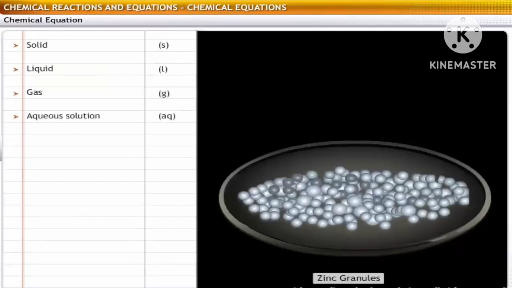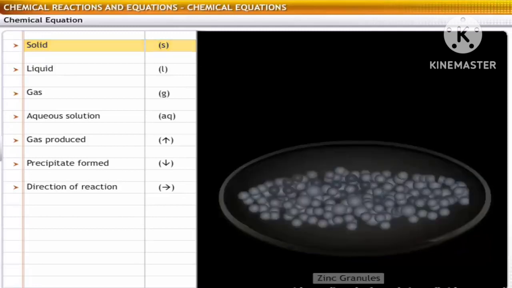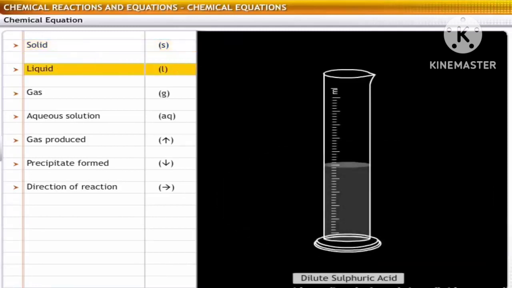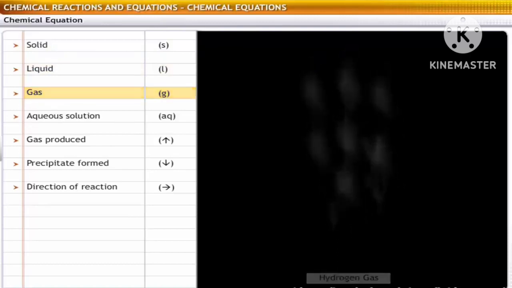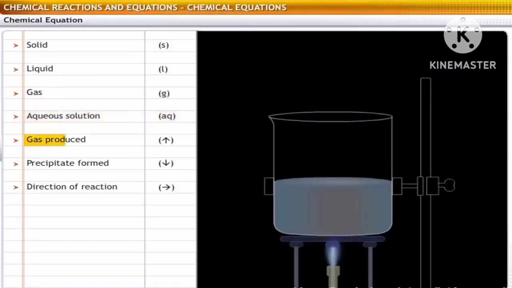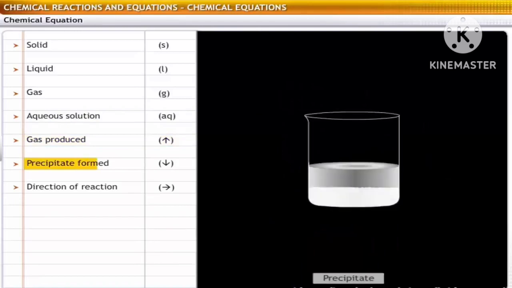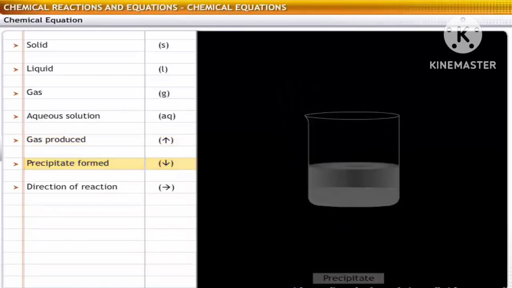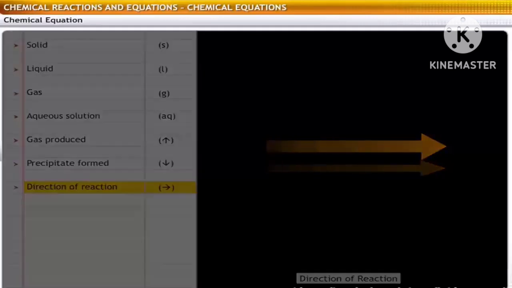In chemical equations, you denote a solid with S, a liquid with L, a gas with G, an aqueous solution as AQ, a gas produced with an arrow pointing upward, and a precipitate formed with an arrow pointing downward. The reactants and products are separated with an arrow which points in the direction of the reaction.